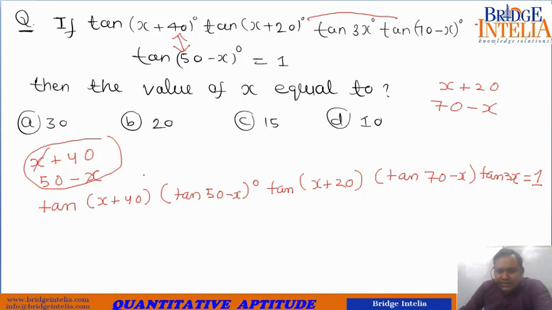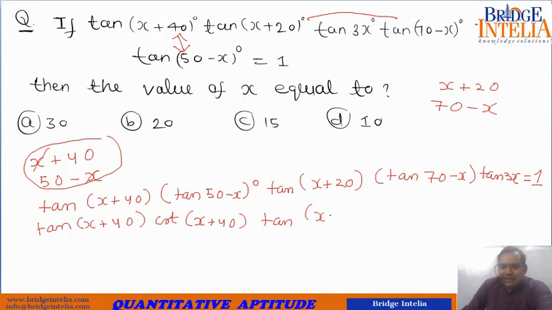Now you see these two angles are complementary. So tan(x plus 40), you leave it as it is. This will become cot, taking the complementary of 50 minus x. The complementary of 50 minus x is x plus 40 only. So this becomes cot(x plus 40). Similarly, for tan(x plus 20): if you take the complement of 70 minus x, this becomes cot, and the complementary of 70 minus x is again x plus 20.